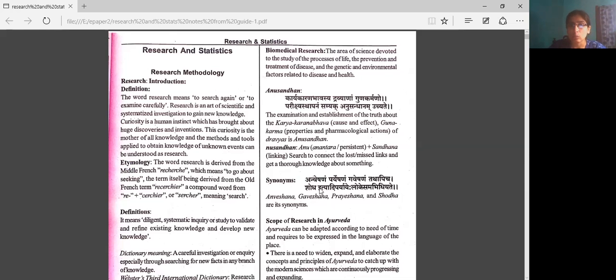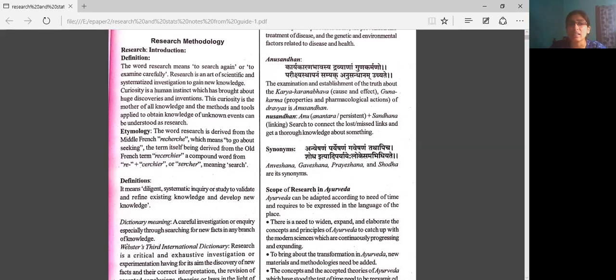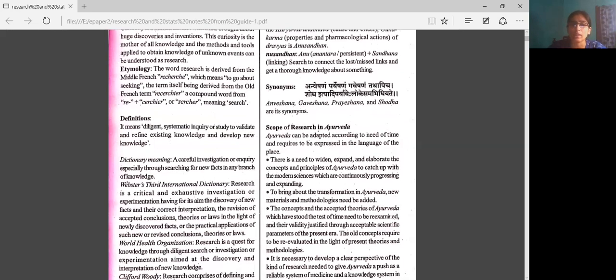Now I will tell you the definition of research. It means diligent systematic inquiry or study to validate and redefine existing knowledge and develop new knowledge.